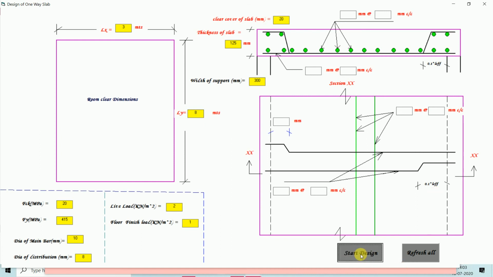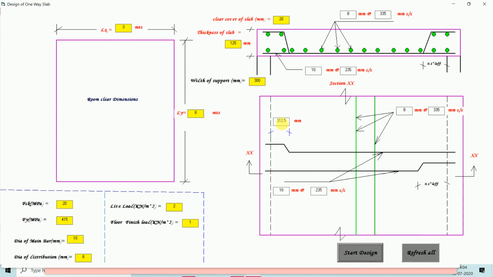Just click on start design. The thickness of the slab we have provided, 125 mm, is sufficient. Then click, and we get our design values. First we will discuss the main reinforcement. Main reinforcement should always be provided parallel to the shorter span. You can see here you have to provide 10 mm at the rate of 235 mm center to center. We should not provide greater than 300 mm.